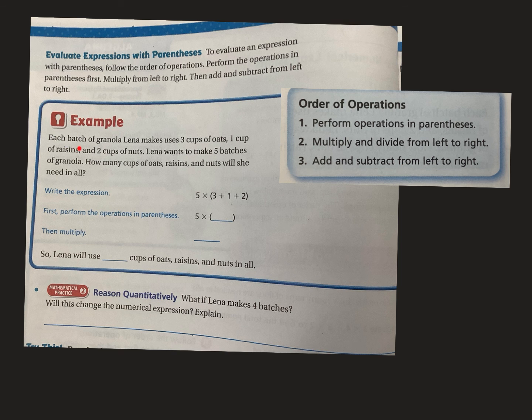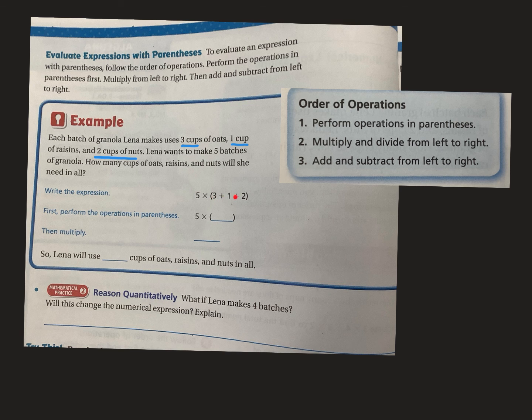Example: each batch, one batch of granola Lena makes, uses 3 cups of oats, 1 cup of raisins, and 2 cups of nuts. Lena wants to make 5 batches of granola. How many cups of oats, raisins, and nuts will she need in all? So she's doing 3 cups of oats, 1 cup of raisins, 2 cups of nuts. All together, if I added those together, I have 6 cups, right?